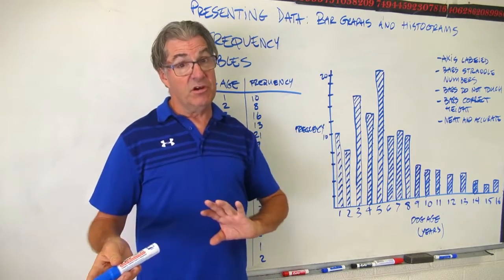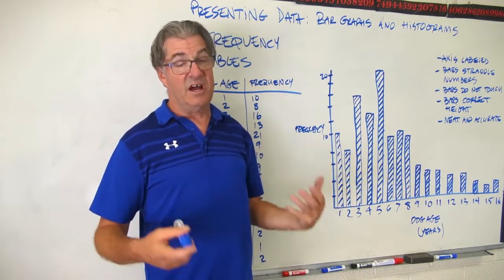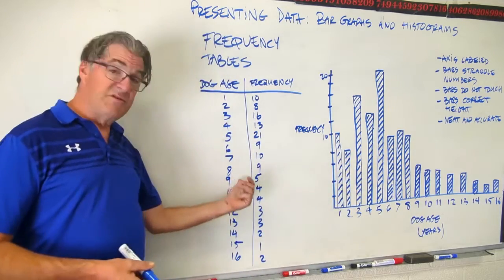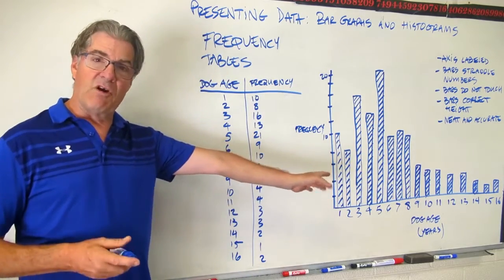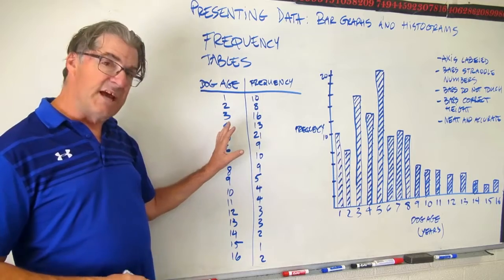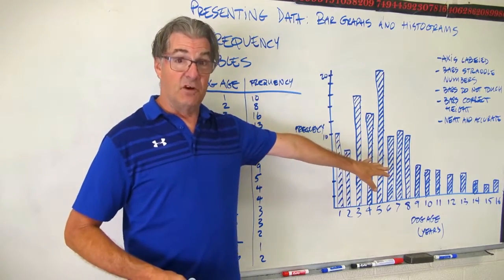Now, if you're being super thorough, if this was a report and you're doing a study on ages of dogs, you would provide the frequency table as well as the bar graph. That allows people to look at it in table form and in a graphical form.